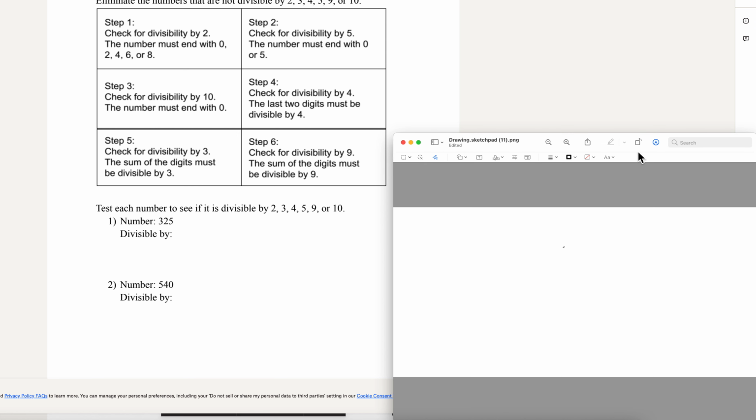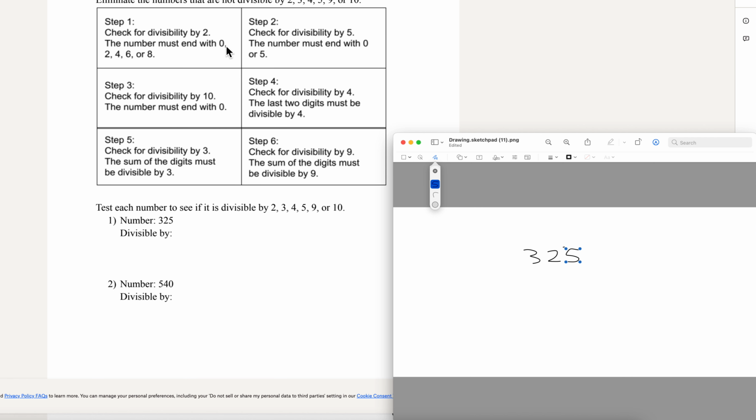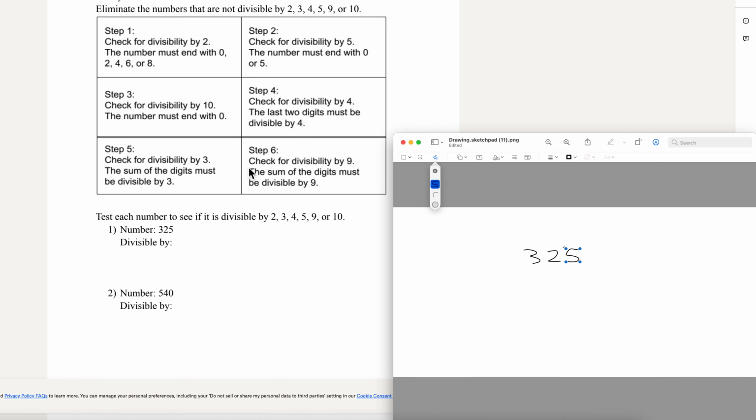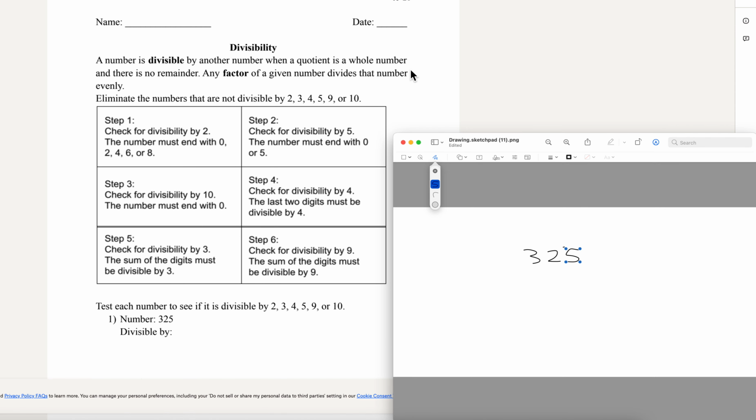The number 325 is only compatible with 5, since all these other steps do not follow 325. A longer explanation: step 1, this is not even. Step 2, this does end with a 5. Step 3, it doesn't end with a 0. Step 4, 2 plus 5 equals 7, and 7 divided by 4 isn't a clean cut, or a whole number with no remainder.